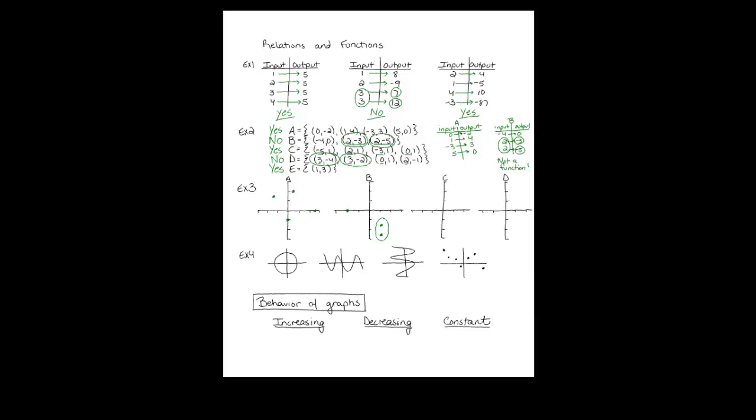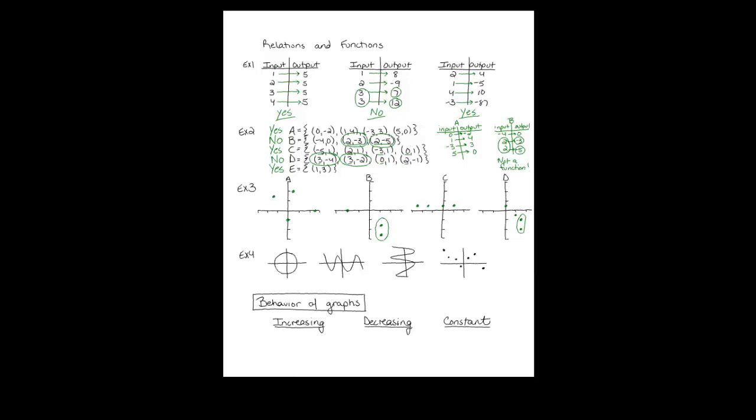Moving on to C, we have (-5, 1), (2, 1), (-3, 1), and (0, 1). For D, we have (3, -4), that'll be about right here, (3, -2), (0, 1), and (2, -1). And this was not a function, so we're going to circle the problem points here.